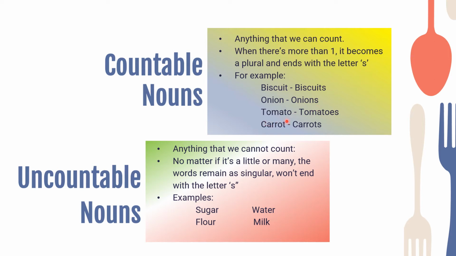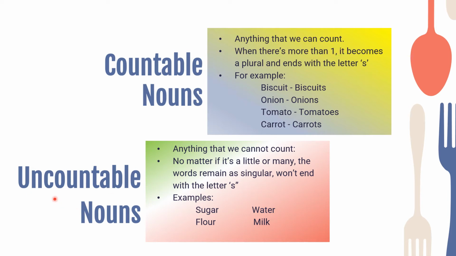Tomato. This is a singular word, and in plural, it becomes tomatoes. It ends with the letters E and S. Carrot. Carrot is a singular word, and when it becomes plural, it becomes carrots with the letter S. Now, if the things can become plural and they end with the letter S, they are countable. Countable means can count.